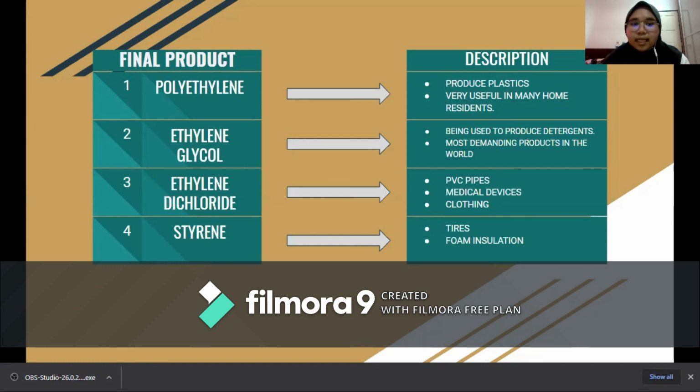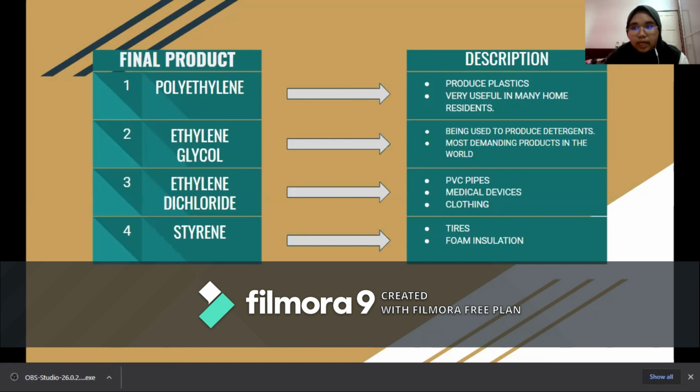So the next part is ethylene dichloride. The most common products from ethylene dichloride are PVC pipes, medical devices, and clothing. So, in the context of market, we see that PVC pipes, medical devices, and also clothing are very commonly used by most people. So I think that the market for ethylene dichloride is very high for the buyers and also the consumers to produce these products.